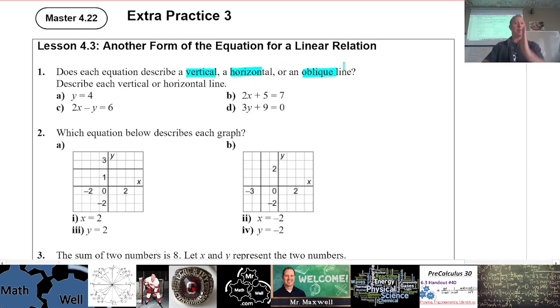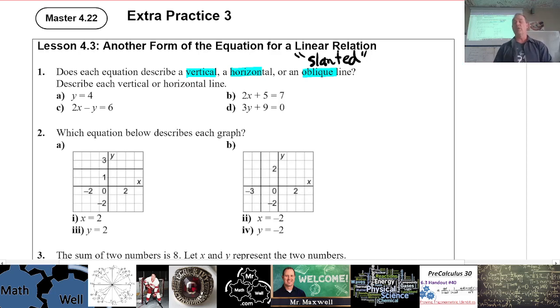So vertical is straight up and down. Horizontal is straight sideways like this, it's a flat line. Oblique is any kind of slanted line, okay? Any kind of slanted line that's not straight up and down or sideways. Another name for that would be a slanted line, okay? So oblique is the same as slanted.